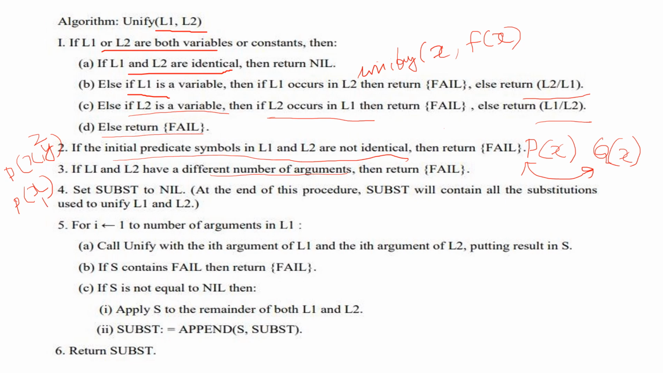So it returns fail. Then the fourth step is to initialize the substitution. Here we set substitute equal to nil. It will store all substitutions made during the unification steps. Then we will declare a loop, considering each argument position as i. Initially we take i equal to 1.